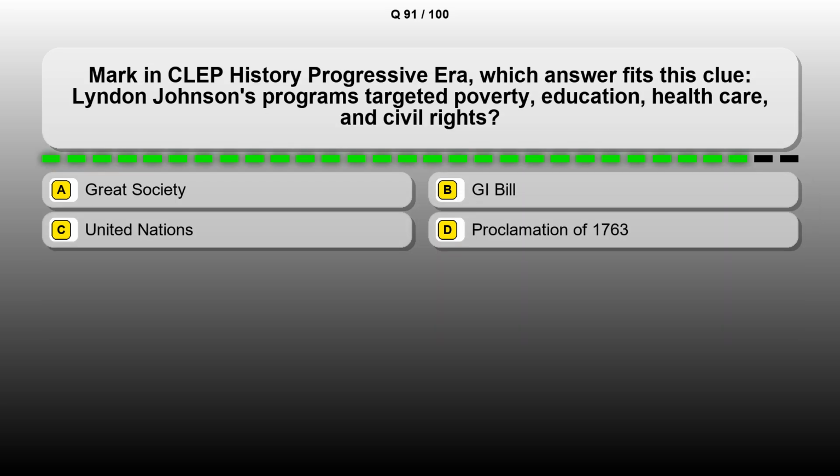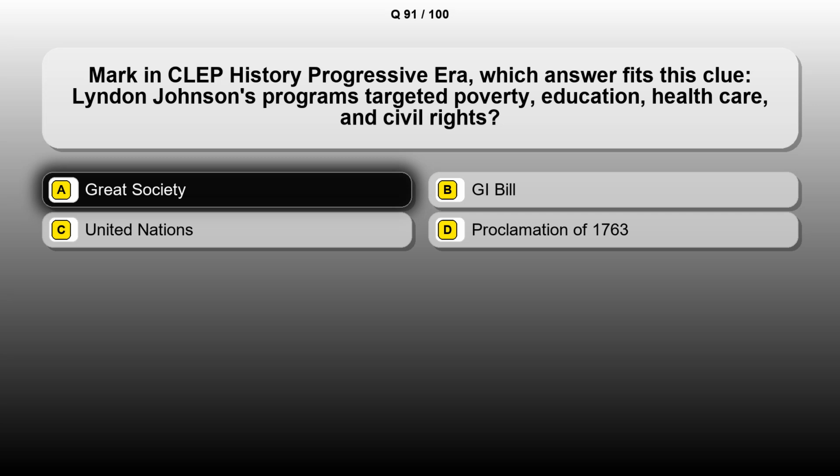Question 91. Mark in CLEP History Progressive Era, which answer fits this clue? Lyndon Johnson's programs targeted poverty, education, healthcare and civil rights. Option A, Great Society. Option B, GI Bill. Option C, United Nations. Option D, Proclamation of 1763.